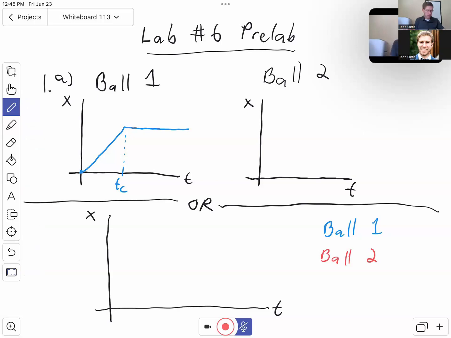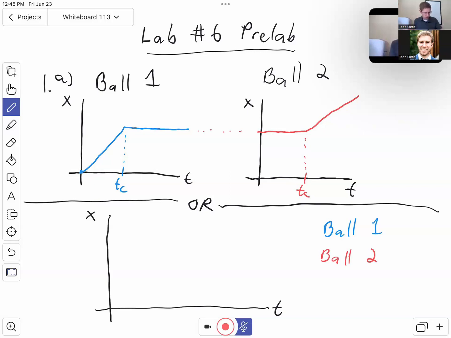The second ball must have started at that same initial position, right? So if we follow this over, that's where it had to have started because that's where the collision occurred. Then after the same period of time, TC, the collision occurs, at which point that ball will then continue moving in the same direction ball one was moving due to the idea of conservation of momentum. So that's what those two could look like.